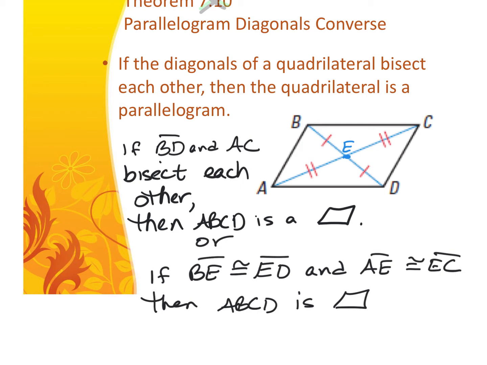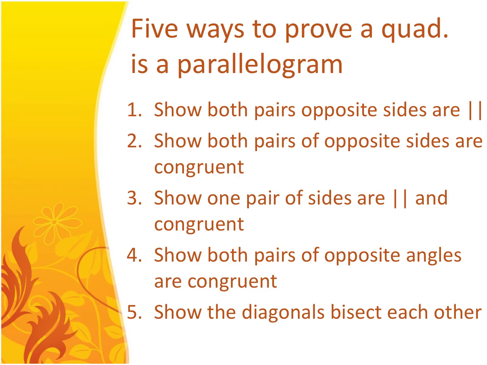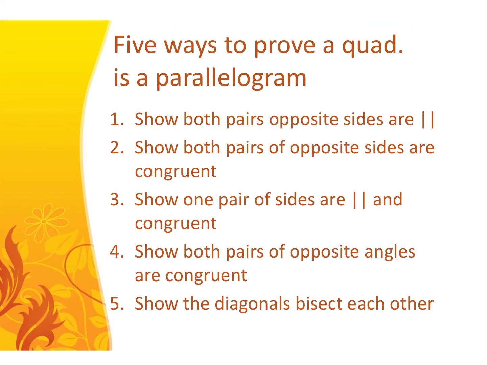So let's go ahead. The next slide is like a summary of the 5 ways. It just summarizes everything that we just talked about plus the definition. So there's 5 ways to prove that a quadrilateral is a parallelogram. The first way is to show both pairs of opposite sides are parallel. That's the definition. And then the next one, show both pairs of opposite sides are congruent. That was our parallelogram opposite sides converse. Then to show one pair of sides are parallel and congruent, that was the new theorem we just learned, to show that the same pair is both parallel and congruent.